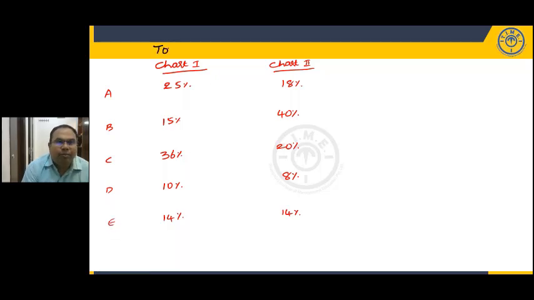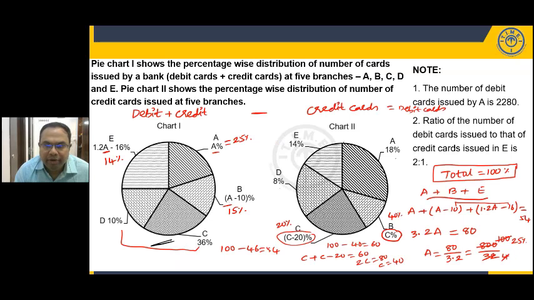Let me say the total of pie chart 1 is, I don't know, 100x. Total of chart 2, 100y. We don't know the total values. We don't know the total number of debit and credit cards and the total number of credit cards. We do not have information about total values of these two pie charts, right?